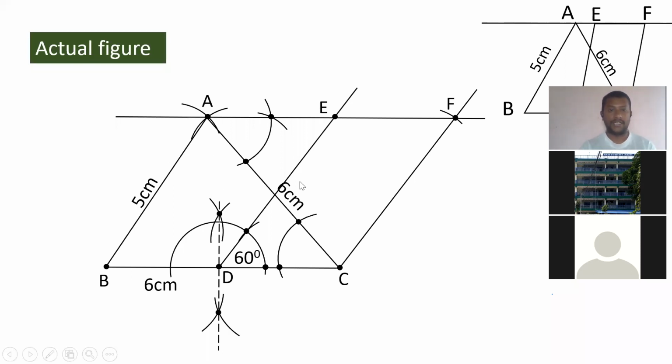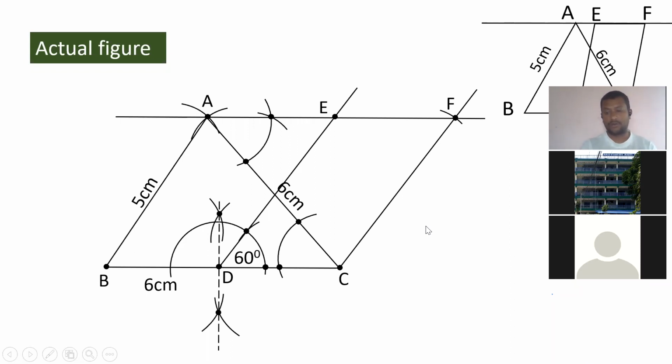How? Let me explain. If we join A and D, AD will be the median because D is the middle point. So ADC will be half of triangle ABC because a median bisects the triangle. Again, ADC will be half of the parallelogram, since they are standing on the same base. So we can say triangle ABC equals parallelogram CDEF.